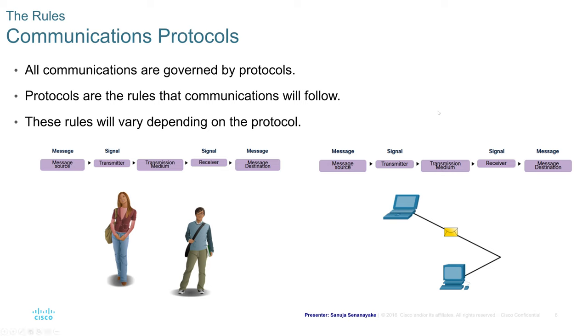So for example, you have a message and that needs to go to a destination, and how it's going to work is the message is going to go through a signal, which is called a transmitter, and then the transmission medium, and then the receiver is going to get that signal on their end, and then it goes into the destination. So when the message is sent from the source, it can reach all the way to the destination.